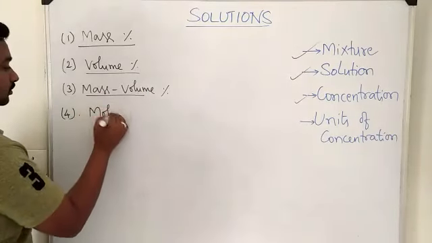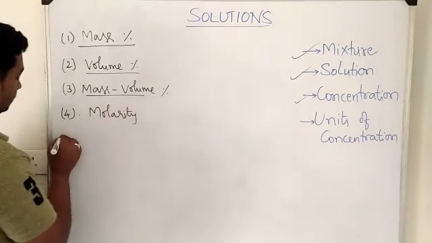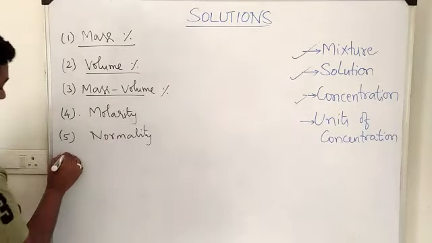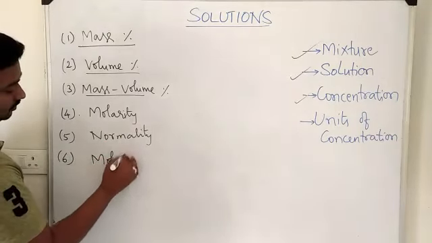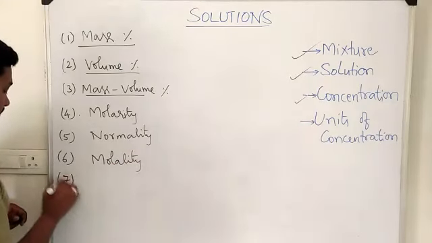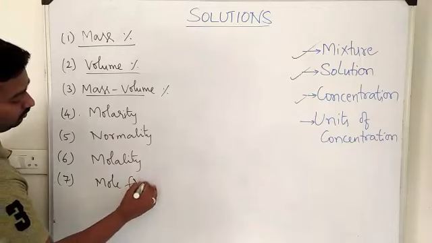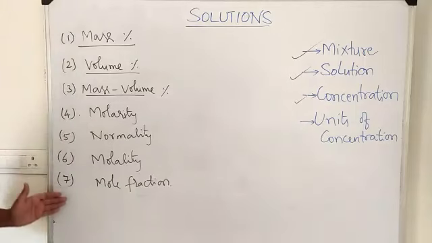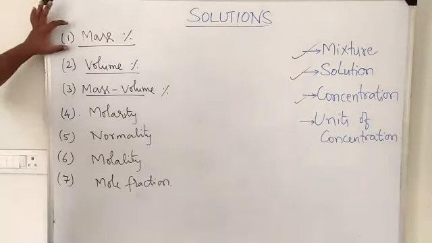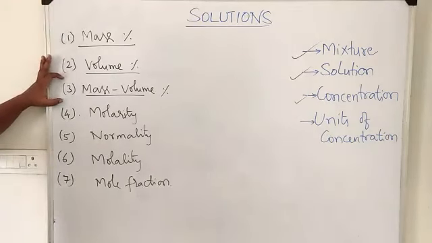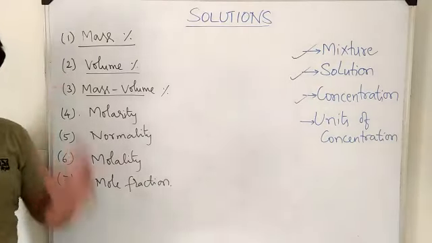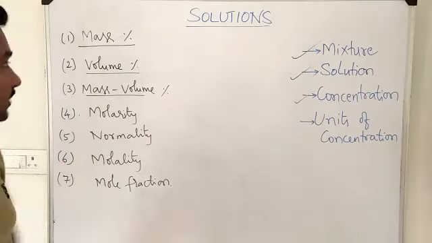Then we know molarity. Then we have normality. Then we have molality and mole fraction. So these are the different units. We also have other units such as ppm, parts per million, and so on. Anyway, mass percentage, volume percentage, mass volume percentage, molarity, normality, molality, mole fraction. These are the different units of concentration that I am going to discuss today.